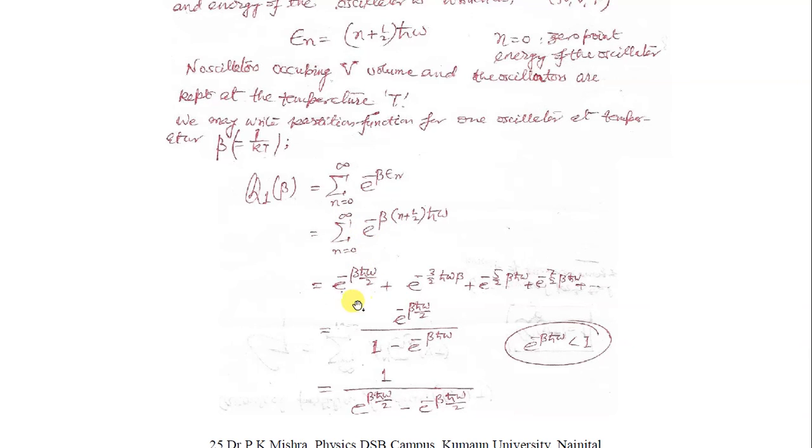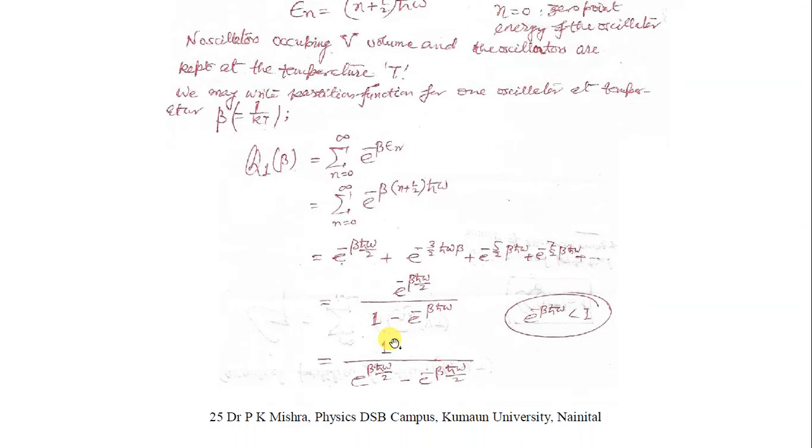Your first term is e power minus beta half h-bar omega. Second term e power minus 3 by 2 beta h-bar omega. Third term e power minus 5 by 2 beta h-bar omega, and so on. So this is an infinite series. e power minus beta h-bar omega is less than 1, then only you can sum this series. You are in the quantum regime, so the energy of the oscillator h-bar omega is dominant over thermal energy. In that situation you are in the quantum regime, that's why the sum of this series can be written in this fashion.